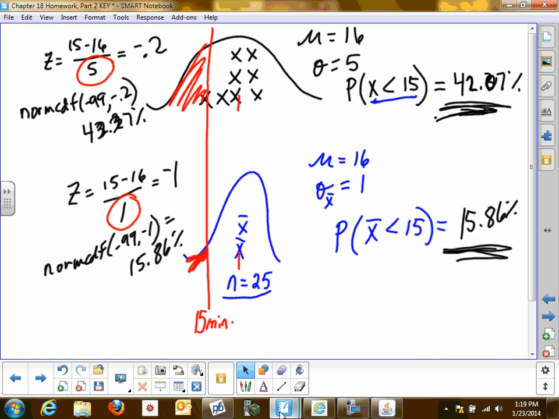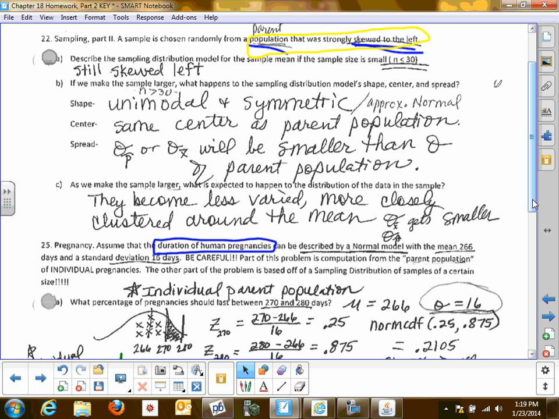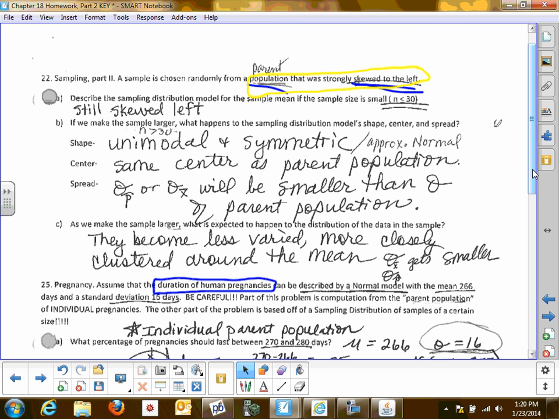Just go to the back page. We're on the back page of last night's homework, chapter 18, part 2. We'll walk through this, make sure we understand the details here. We already talked about this one. The first problem says, what's the sample? A sample is chosen from a parent population that is skewed to the left.